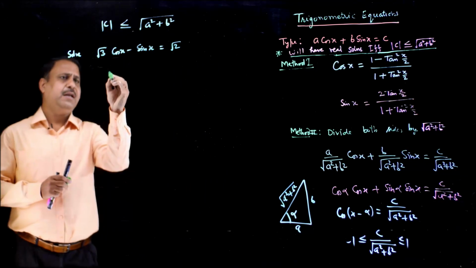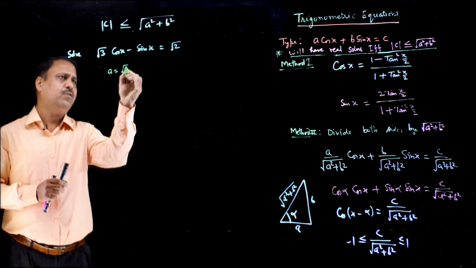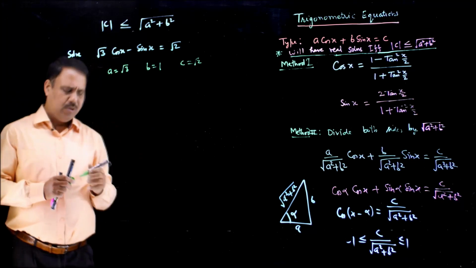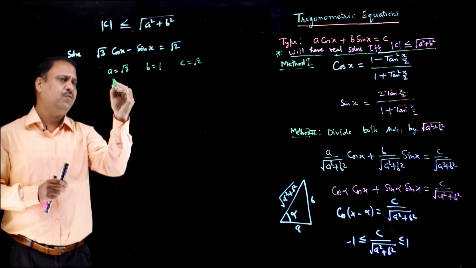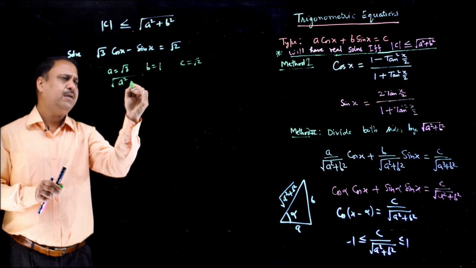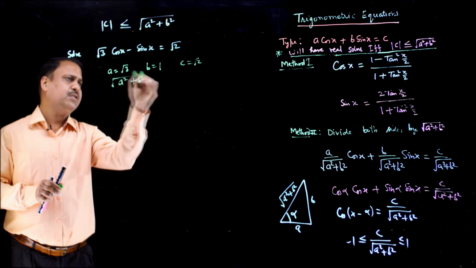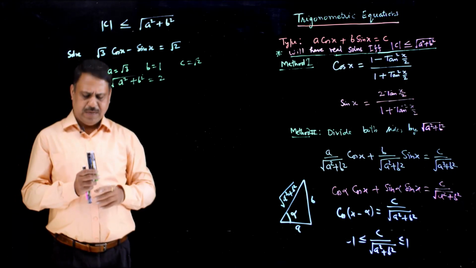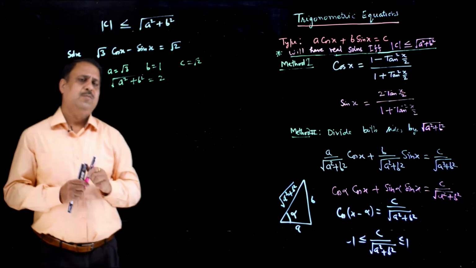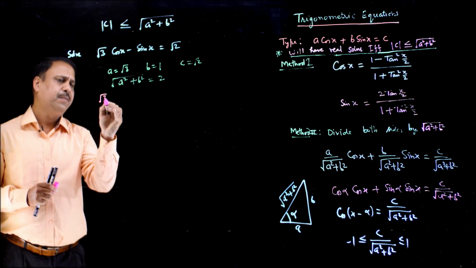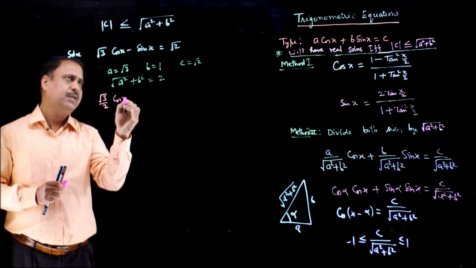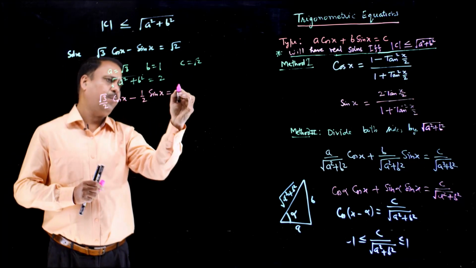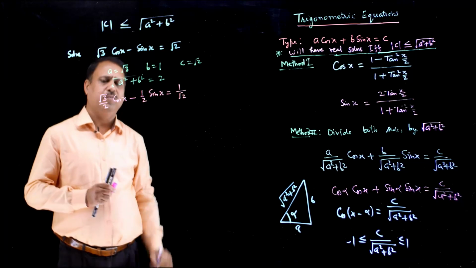So here if you observe, a is equal to under root 3, b is equal to 1 and c is equal to under root 2. So under root of a square plus b square is how much? Under root of a square plus b square is equal to 3 plus 1, 4, under root 4 is 2. So divide this equation by 2. We will get under root 3 upon 2 cos x minus 1 upon 2 sin x is equal to under root 2 upon 2, which is 1 upon under root 2.